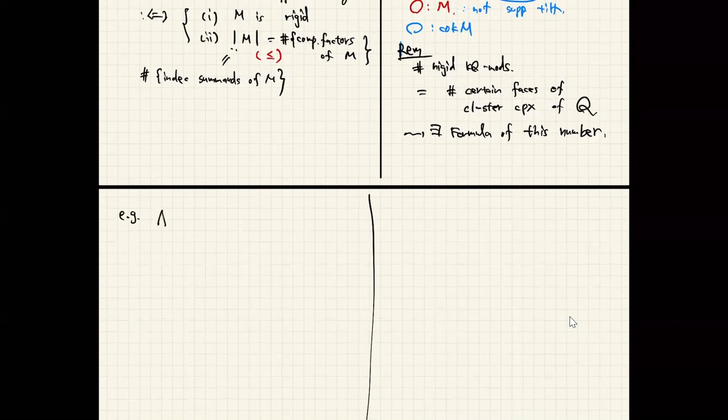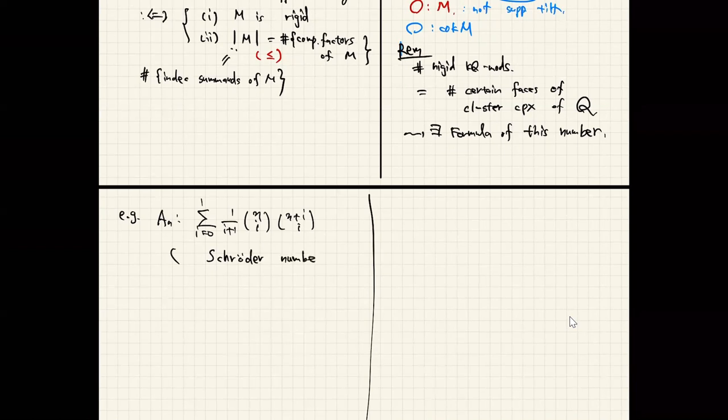So for type A_n case, the number is this sum, n choose i and n plus i choose i. And this is what is called the Schröder number. And there is a formula for each type, but maybe no unified type-independent formula is known.